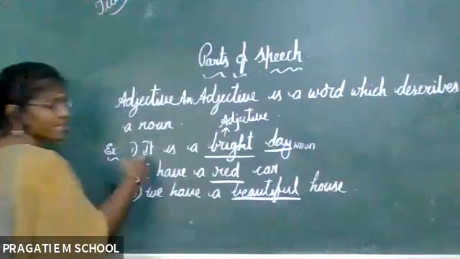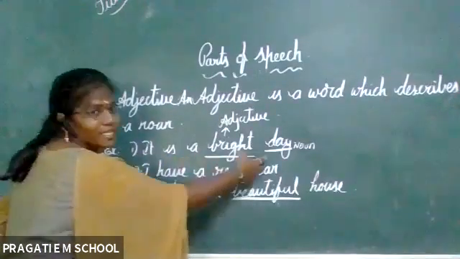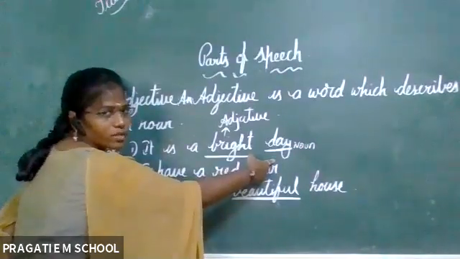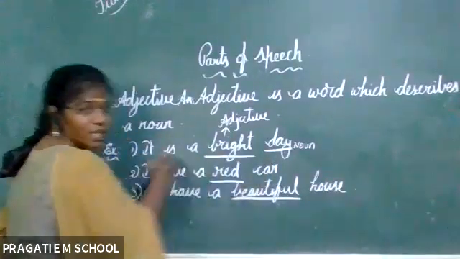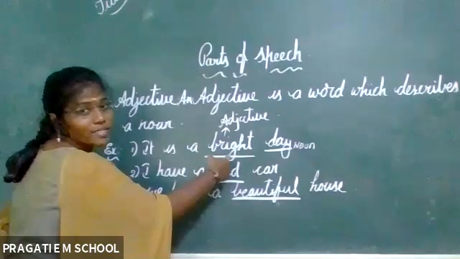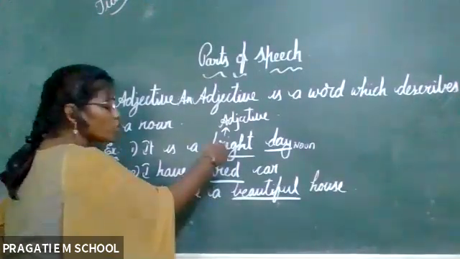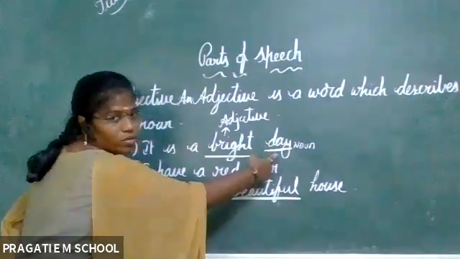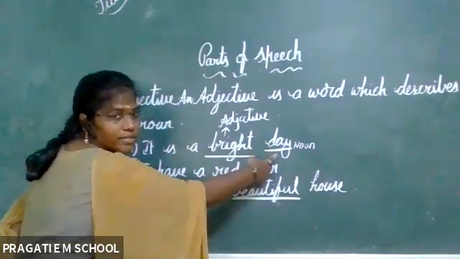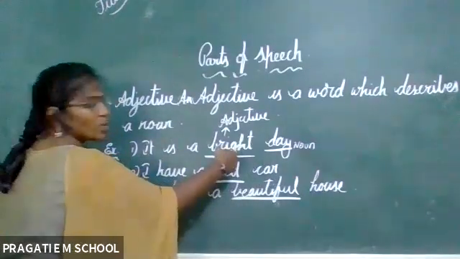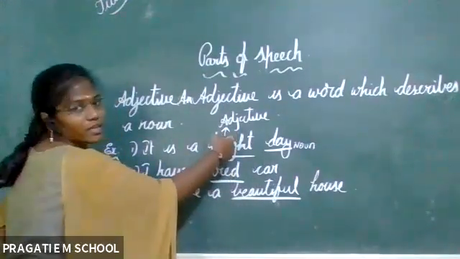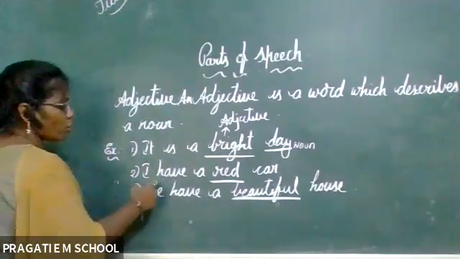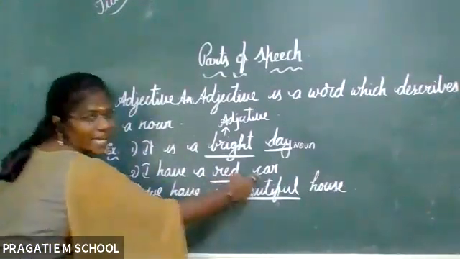What is the noun in this sentence, it is a bright day? Day. How was the day? Bright. So this word bright gives some information about this noun, so it comes under adjective. And here also, I have a red car.